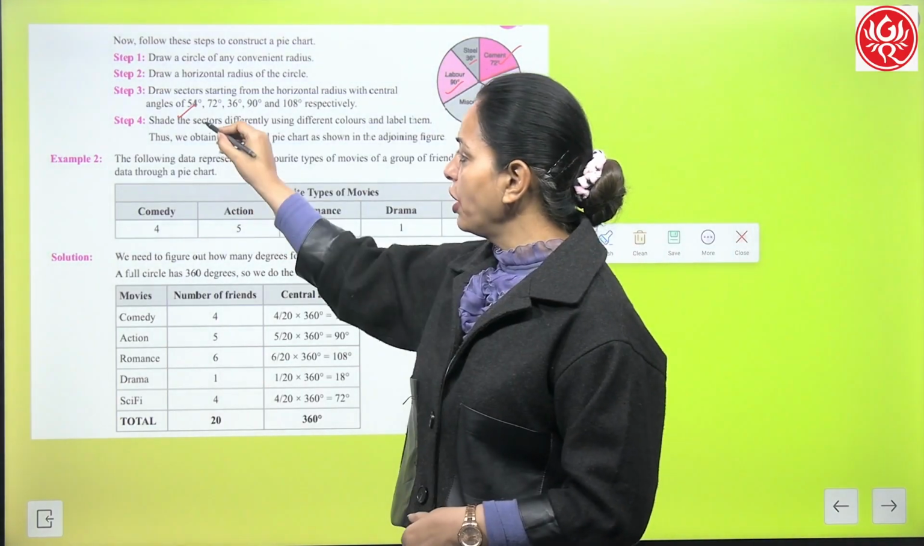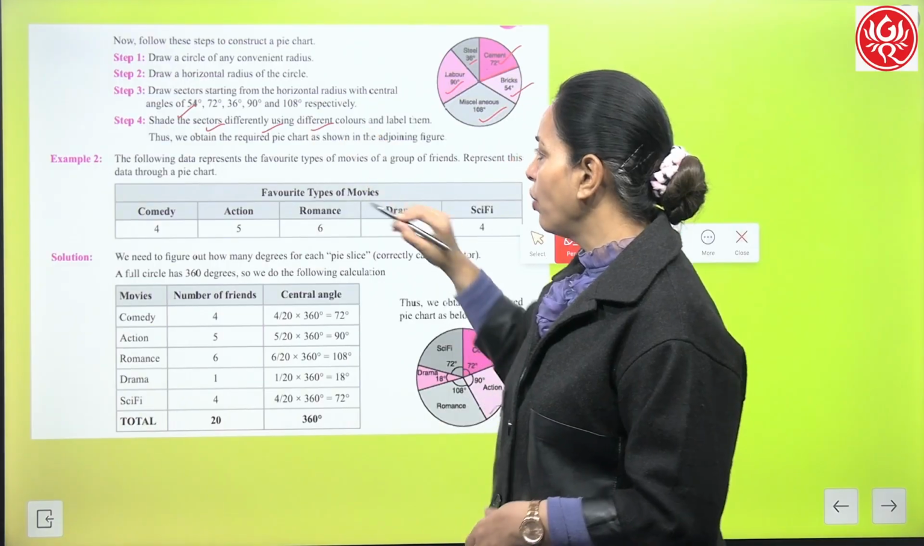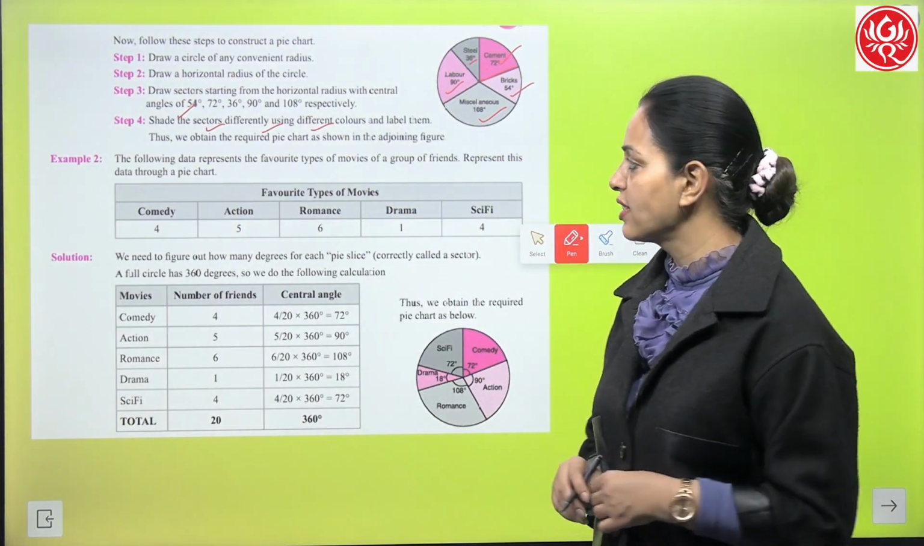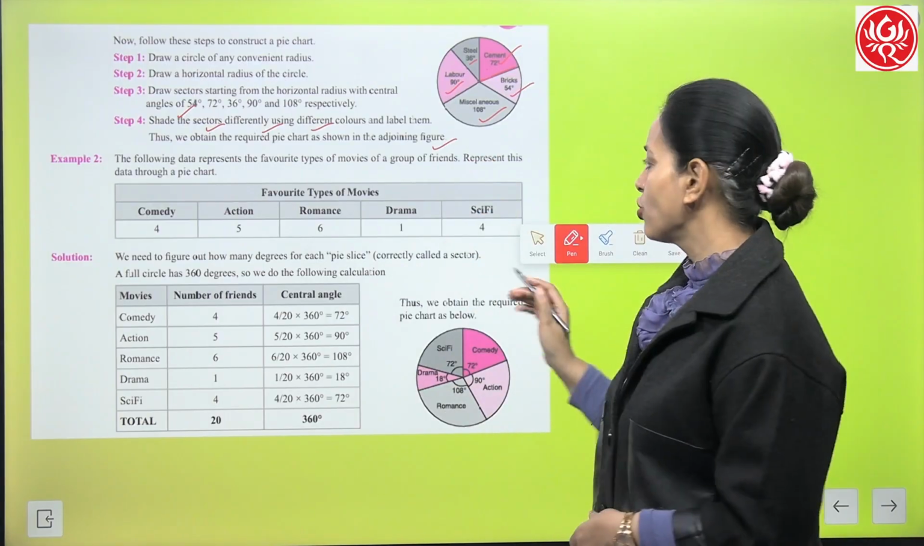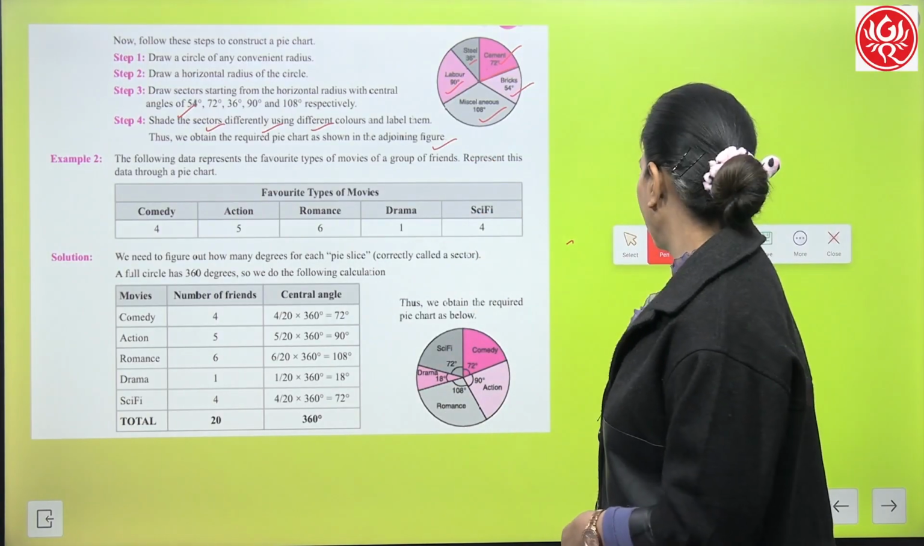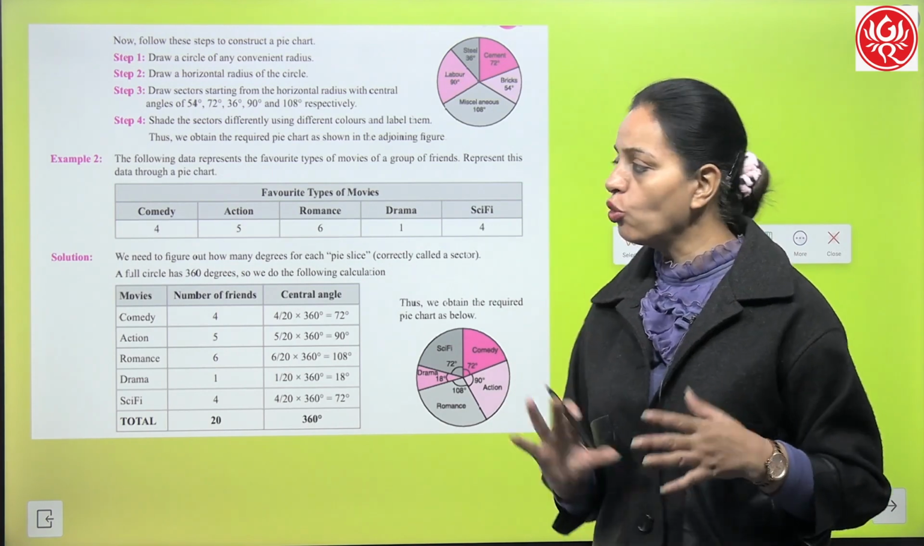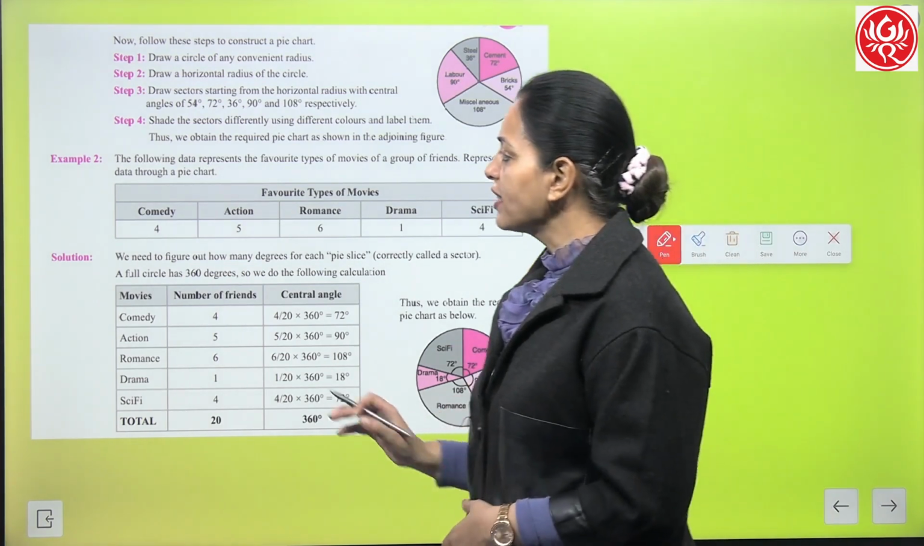Now step 4, shade the sectors differently using different colors and label each item. So now we obtain the required pie chart as shown in this figure. I hope this is clear to you. Very interesting. Now see example 2.